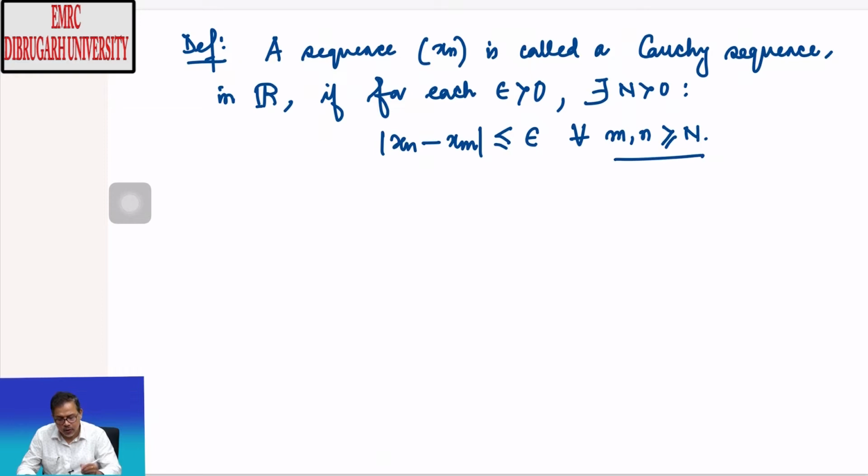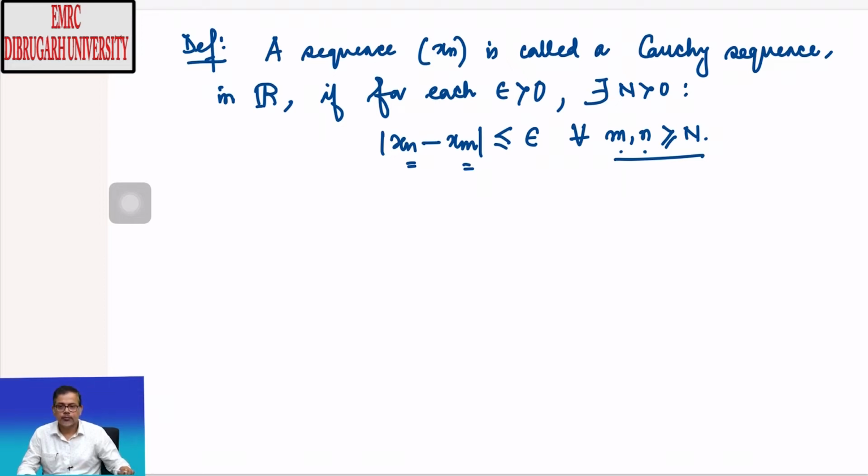This time we are not talking about a limit, we are talking about two elements, two members of the Cauchy sequence, the nth element and the mth element. If x n minus x m, their difference, is less than or equal to epsilon whenever m and n are greater than some capital N, that capital N comes up because we take some epsilon. If something like that happens, then we say that x n is a Cauchy sequence.